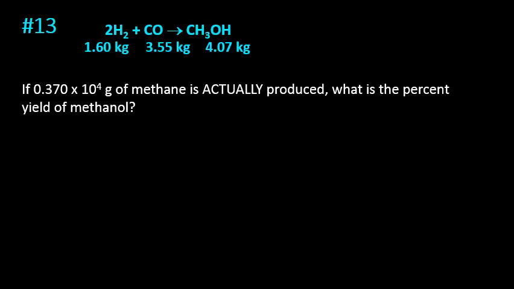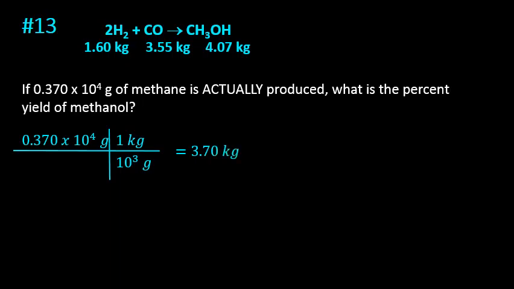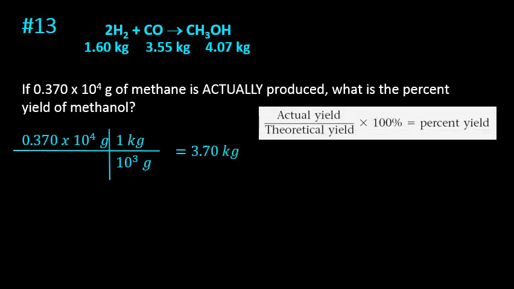Now you do have to have these in the exact same unit because you're dividing. So I went ahead and converted these grams to kilograms. Now bring in the formula, the actual over the theoretical. In this case, we're going to take the actual yield, divide it by the theoretical yield, multiply times 100. There's our percent yield. Not too bad, not too shabby.